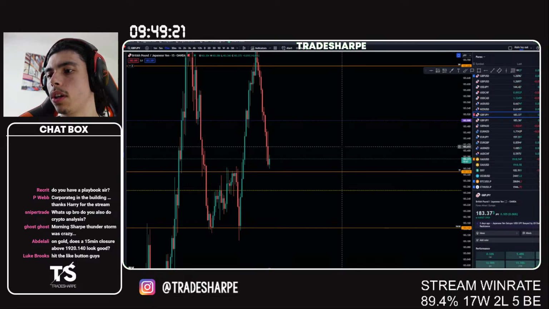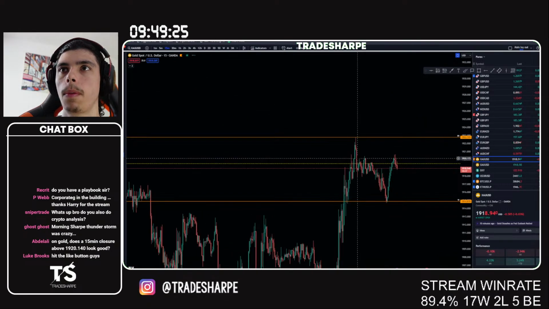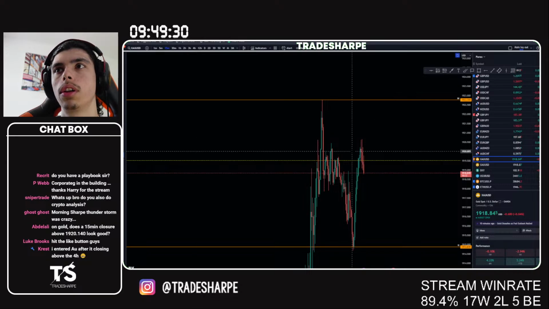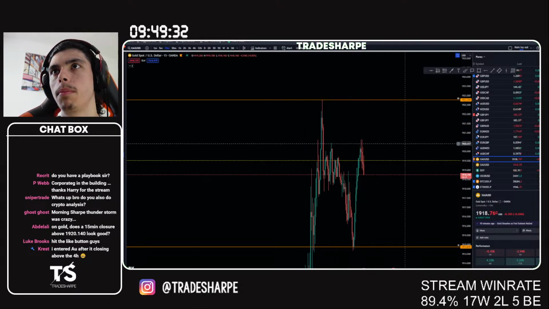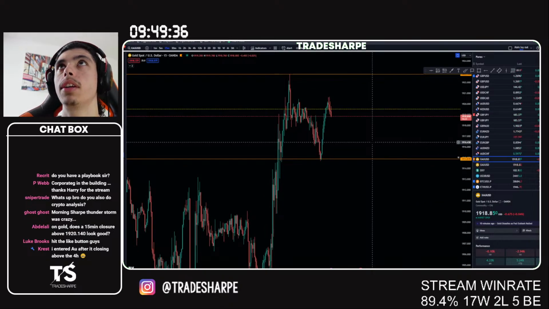On gold, does a 15-minute closure above 1920 look good? Yeah, it does look good. That does look fine, but I'm not touching gold. It's the beginning of the month. We have a big month. I'm more bearish on gold after it's made a top wick and starts to break the low.